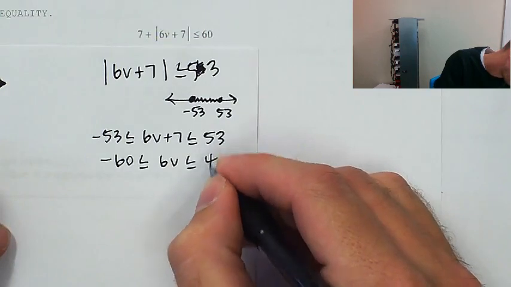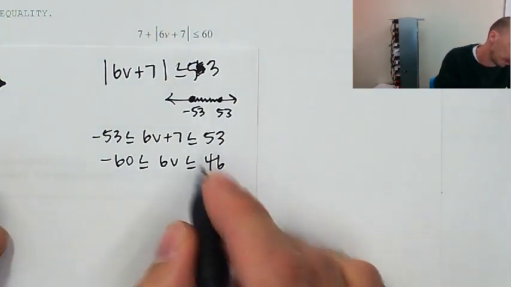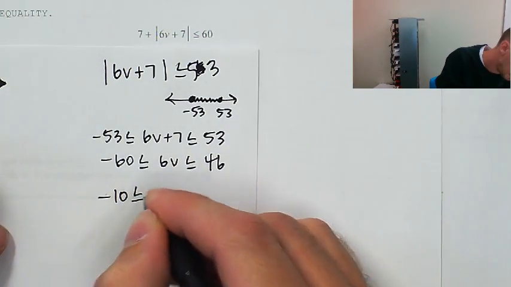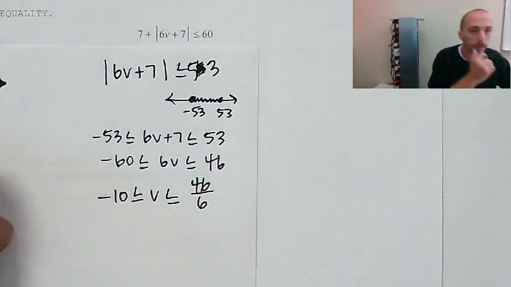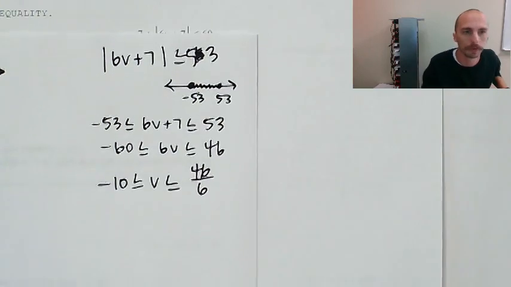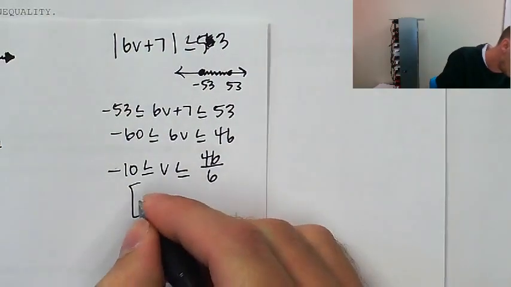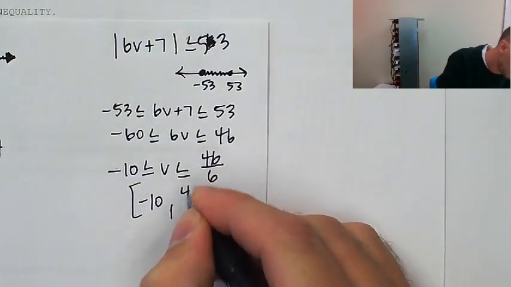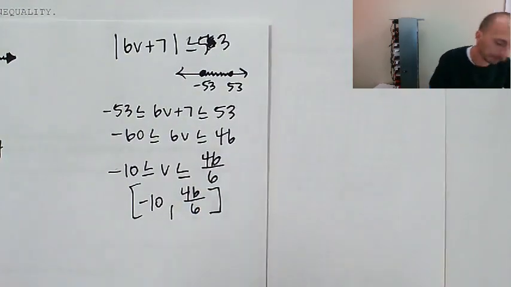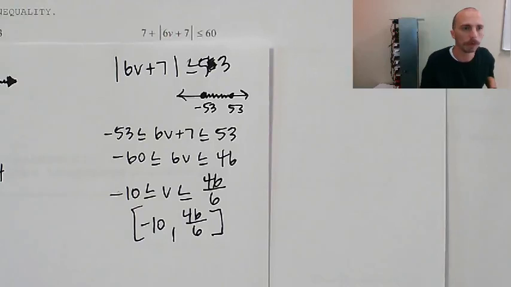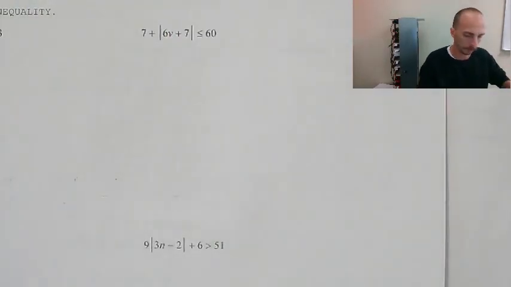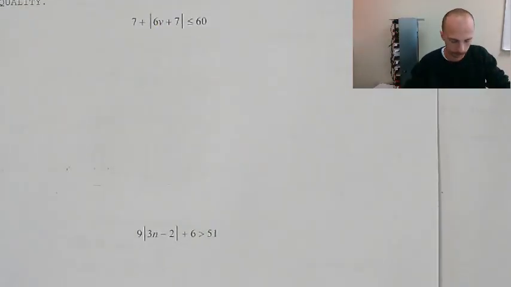All right, and I'm going to divide everything by 6, and I'll get negative 10 to 46 over 6. Okay, and I'm sure you could simplify that if you needed to, but I'm just not going to. I don't feel like I need to. All right, and I was covering up the original problem, but there you see it. All right, let's do 2 more.